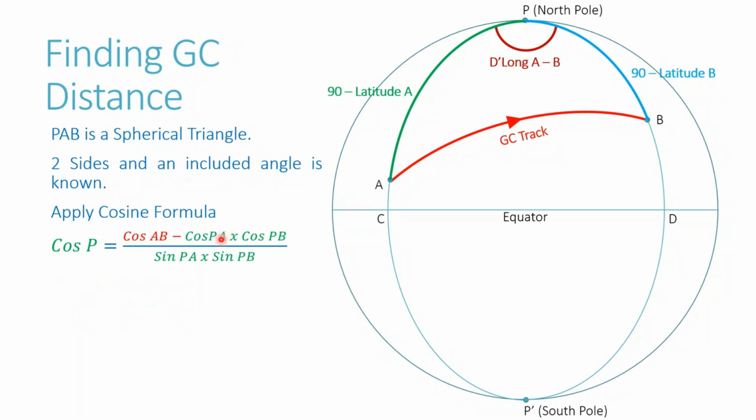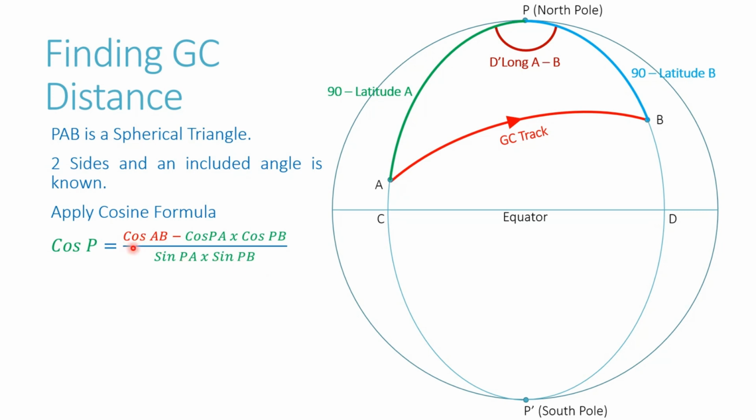PA is known to us. We have just now seen Papa Alpha is the colat of our position A. PB is known to us. It is the colat of position B. Again, in the numerator, Papa Alpha and Papa Bravo both are known to us. So all these are marked in green, indicating that all these values are known to us.